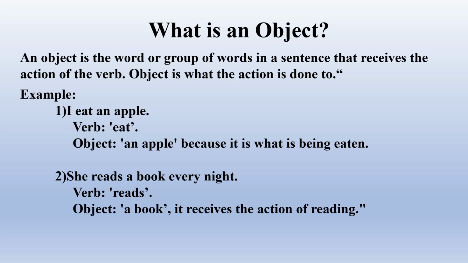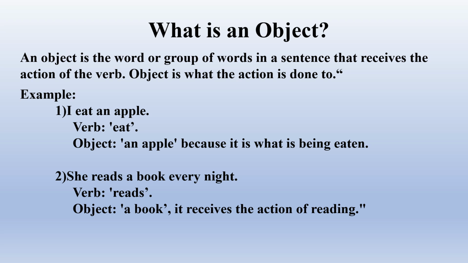Today we are going to learn about a very important part of a sentence, the object. First, let's understand what an object is. An object is the word or group of words in a sentence that receives the action of the verb. In simple words, it is what the action is done to.